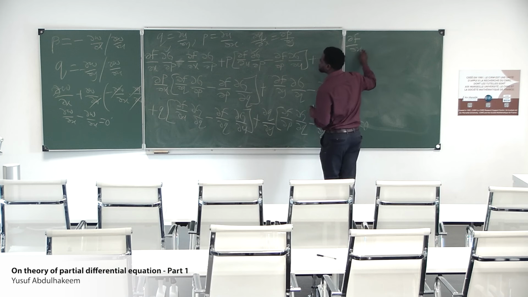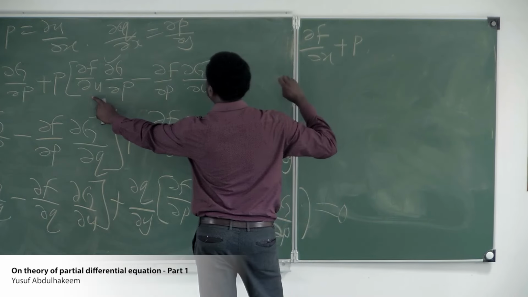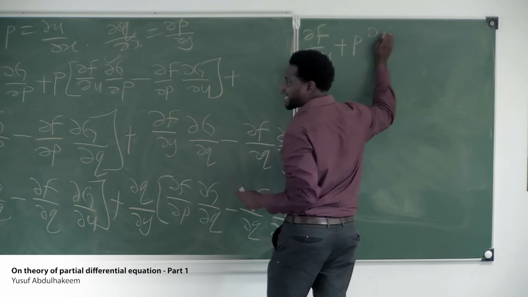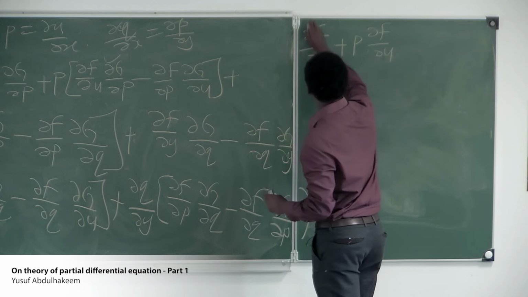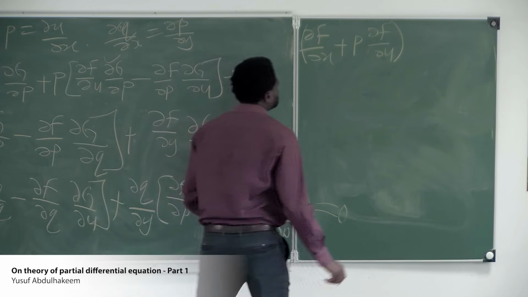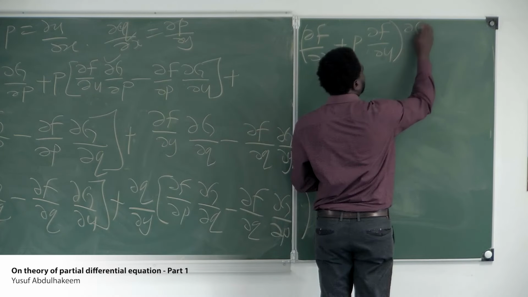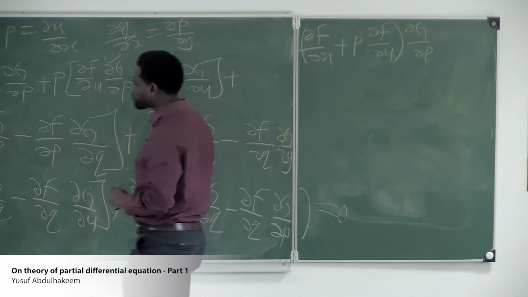∂X, ∂F/∂X, then plus P. Here now we are going to have ∂F/∂U. We can close this. Then we have ∂G/∂P. Then we have ∂G/∂P. That's what we have there.